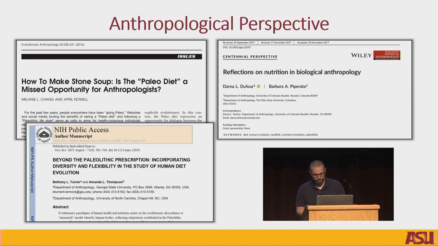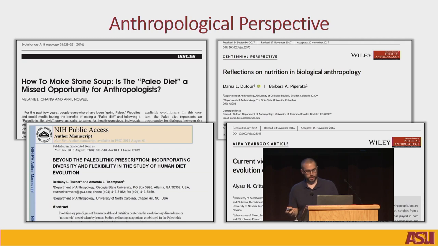Turner and Thompson start the paper off by talking about the evolutionary discordance hypothesis that I mentioned already, and they recognize that it's valuable, and they support the use of it. They say, but its focus on a single model of the ancestral diet and the assumption that cultural evolution outpaces genetic evolution and that this is a cause of diseases of the modern world has really resulted in an incomplete view of the flexibility and variability that is the human diet today and in the past. And they say that returning to a more true human nature is inconsistent with how human metabolism and eating has evolved throughout time.